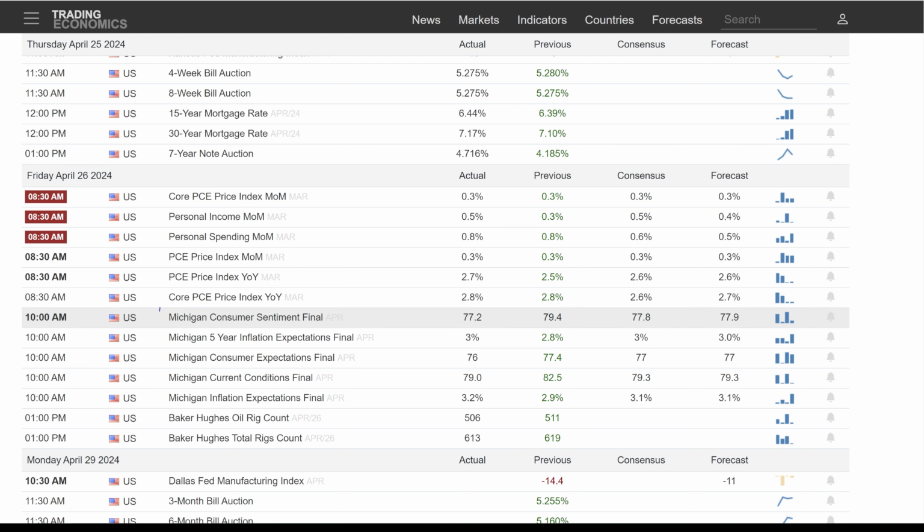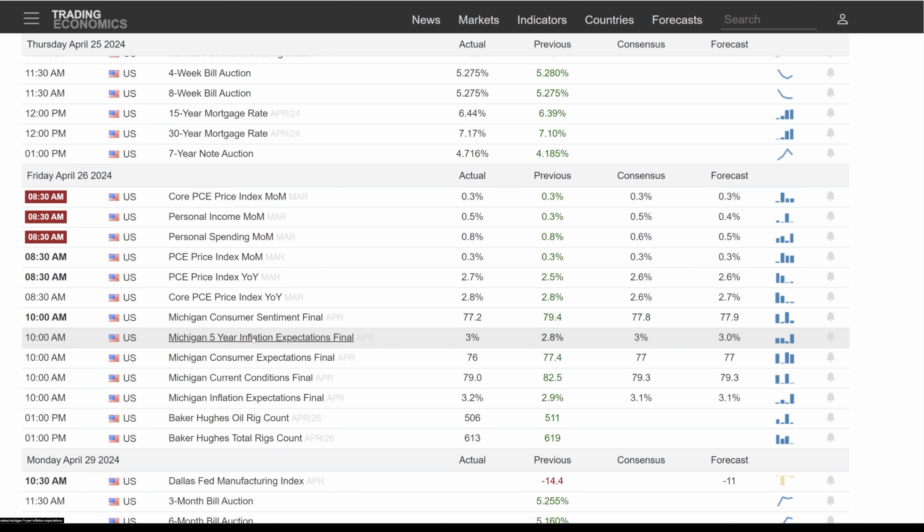And this is coupled with the fact that the consumer sentiment final for April, look at this, is 77 coming down from 79, expectations coming down also. And look at this, the 5-year inflation expectations is 3% from the 2.8, and the inflation expectations final, 3.2 coming from 2.9.